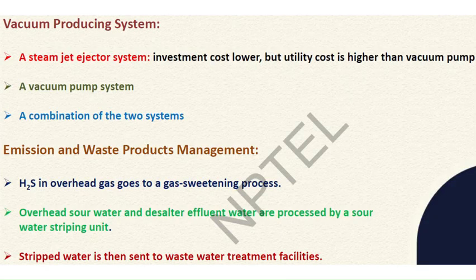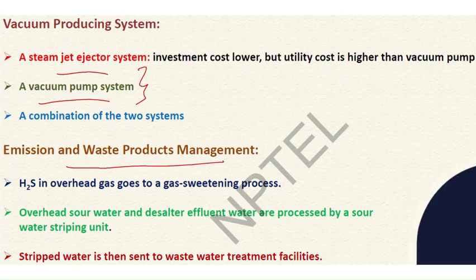Coming on to the vacuum producing system, a steam jet ejector system is used. Basically, a steam jet ejector system is used for vacuum producing. As you know, in the vacuum distillation column, vacuum is required for the distillation purpose. So either a steam jet ejector system or a vacuum pump system is used, or a combination of both can also be used.